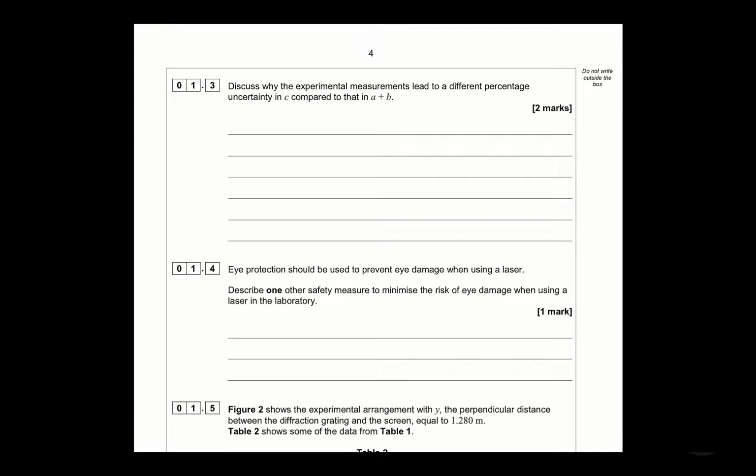So, again, you are adding two absolute uncertainties here. A plus B involves four measurements, so you have four different measurements adding to this uncertainty, whereas C is two measurements. The fact that you've got only two measurements versus four measurements means that you're going to have less uncertainty.